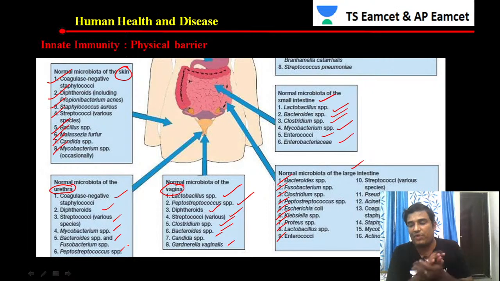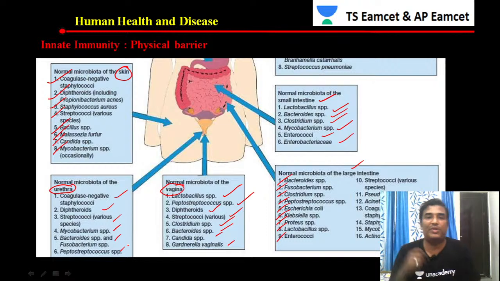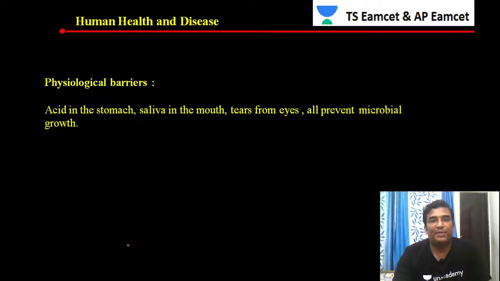These are the normal flora which generally exist in the human body, but they don't cause diseases every time. They sometimes help the human body also. They protect the human body, but only sometimes some bacteria will cause diseases. So these are all normal flora which sometimes protect the human body.